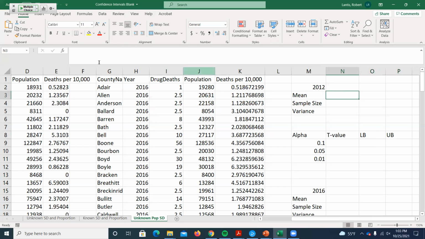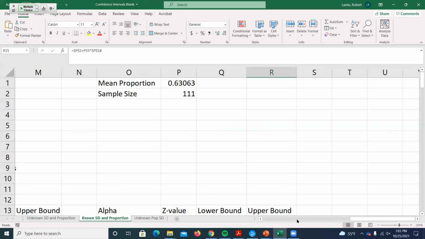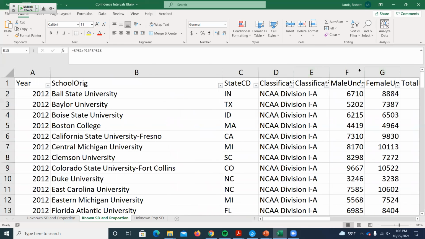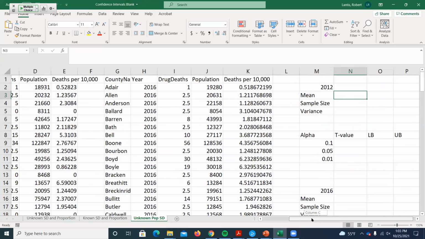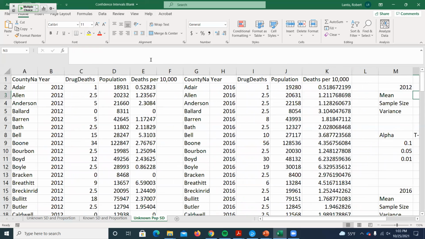I've got here a confidence interval spreadsheet, and we've been working off this one in the past. We looked at this before when we did the proportion and sample mean for the enrollment data. I'm instead going to go to this unknown population SD tab, where I've got a bunch of drug death data. I don't even remember why I had this, but it's an interesting example. So we've got different counties, and two data sets: one with 2012 data, another with 2016 data.